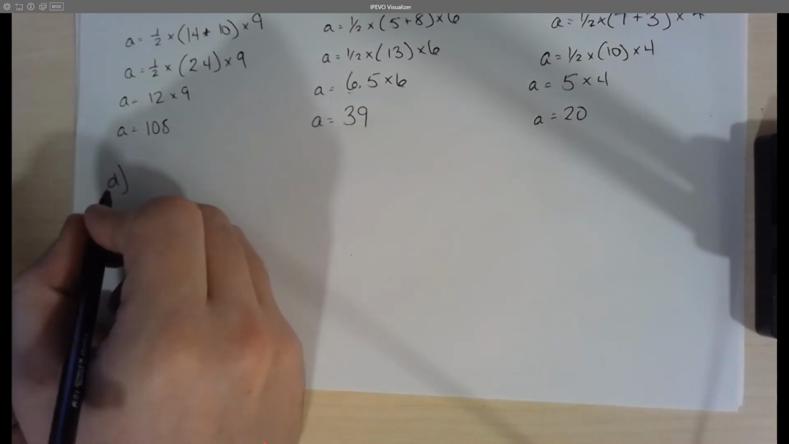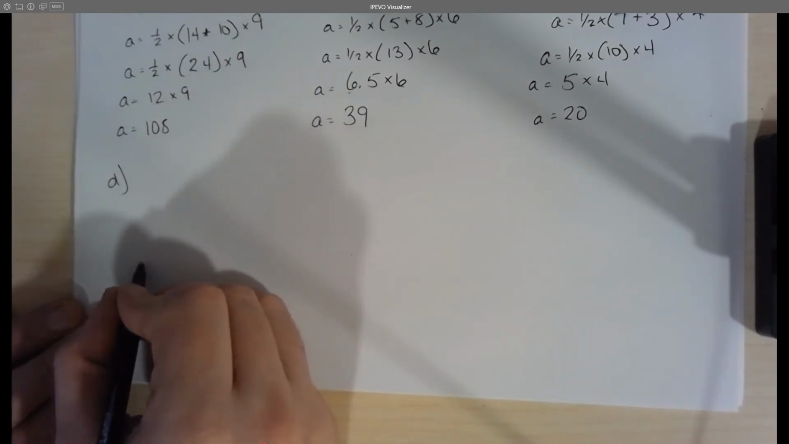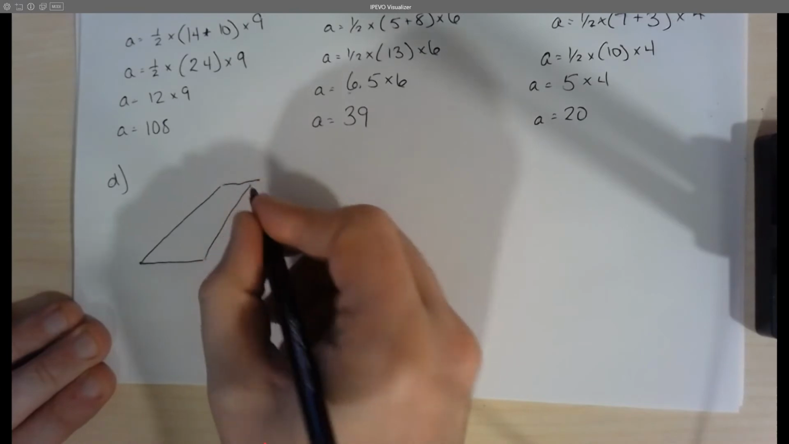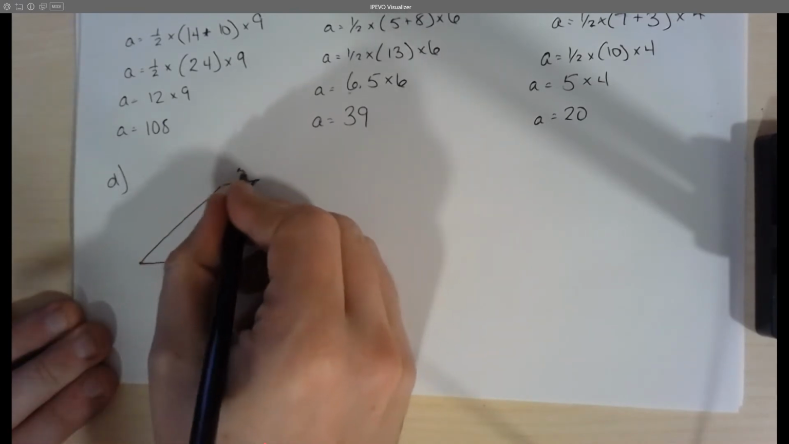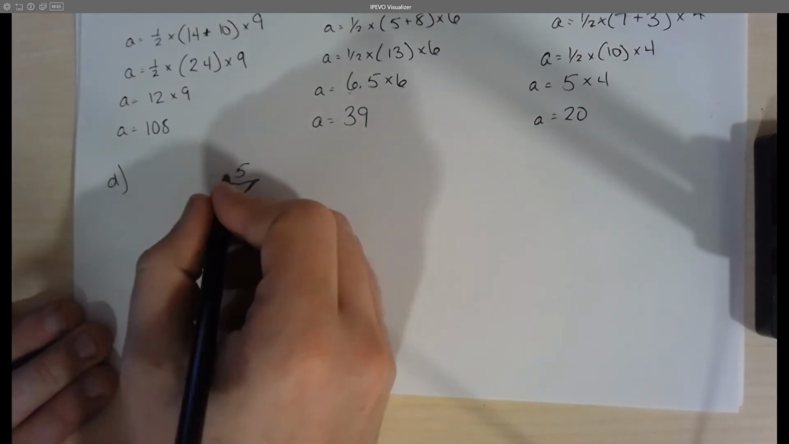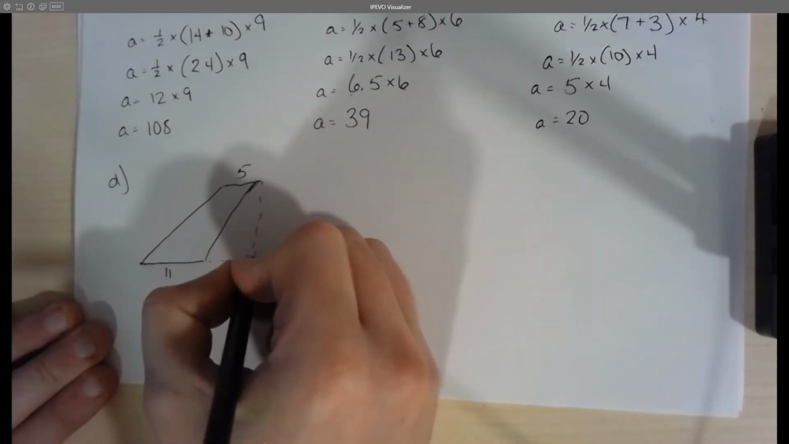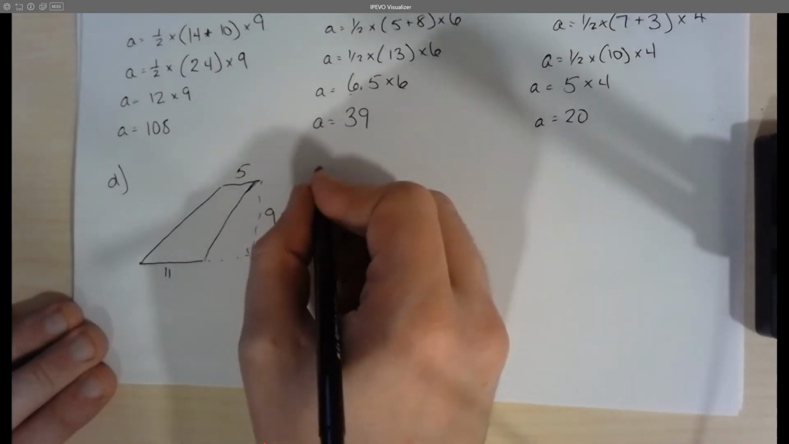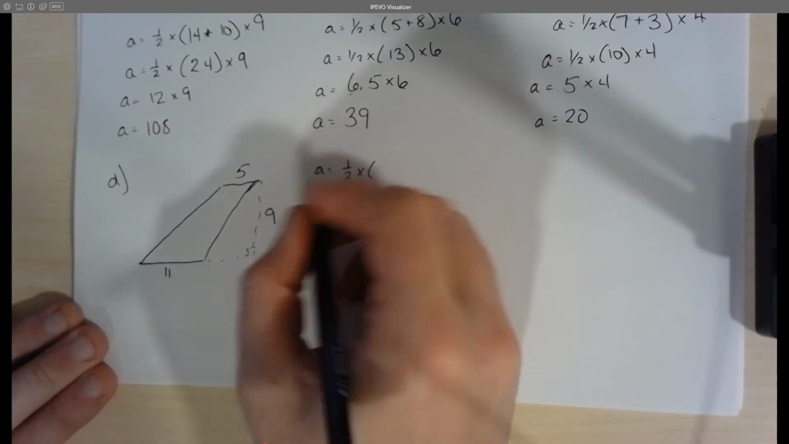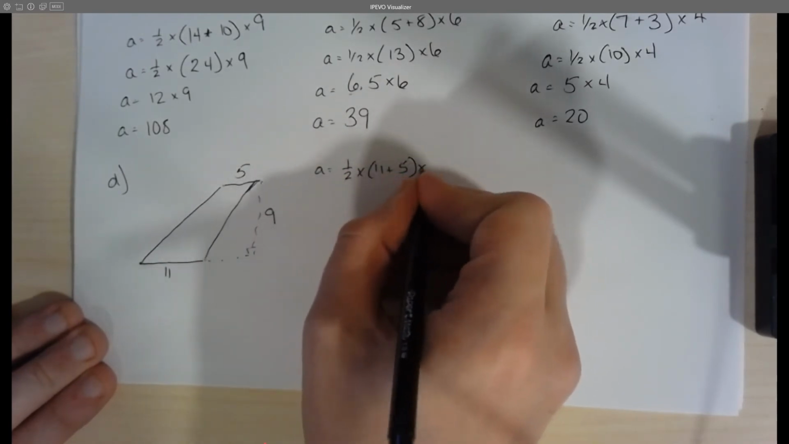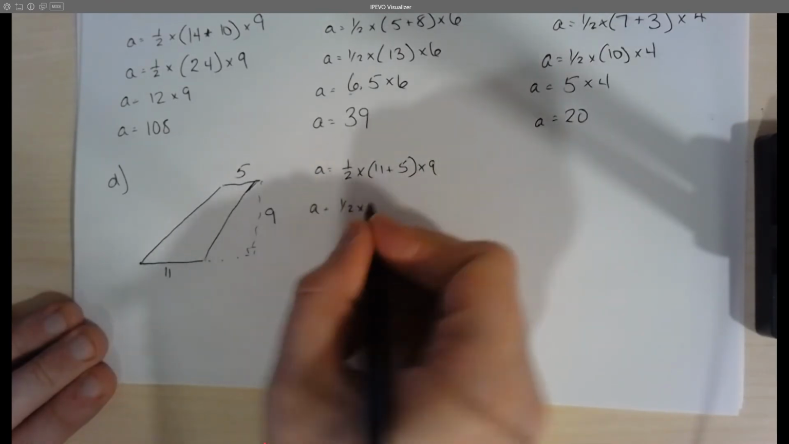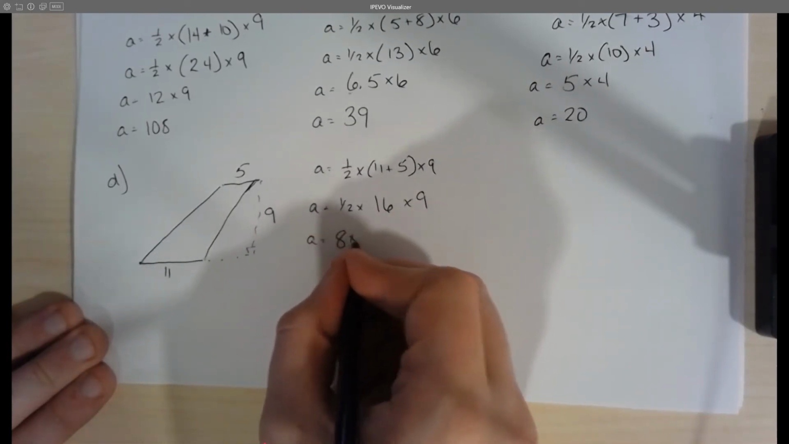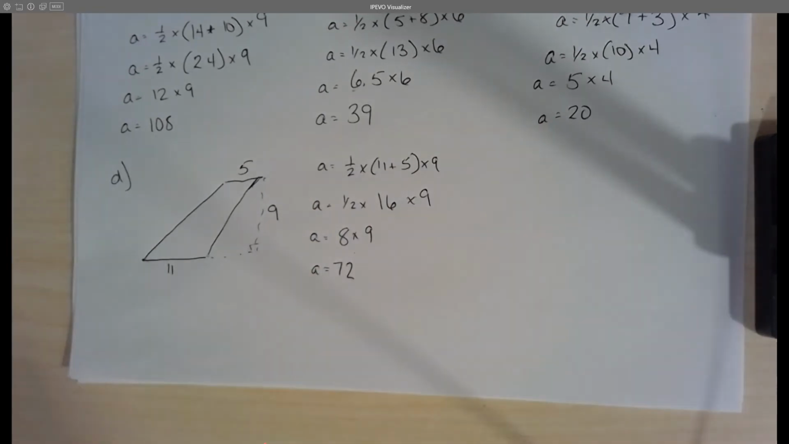Let's go on to D, the strange shaped trapezoid that we have here. We are given a base 1 of 11, base 2 of 5, and through these dotted lines a perpendicular height of 9. So using that information, area equals 1/2 times base 1, which is 11, plus base 2, which is 5, times 9. Area equals 1/2 times 16 times 9. 1/2 of 16 is 8 times 9, which is an area of 72.